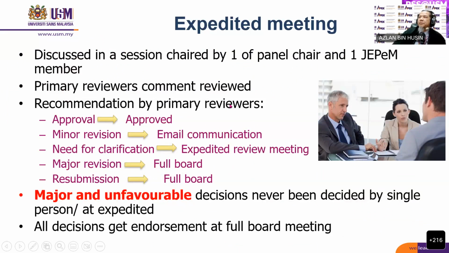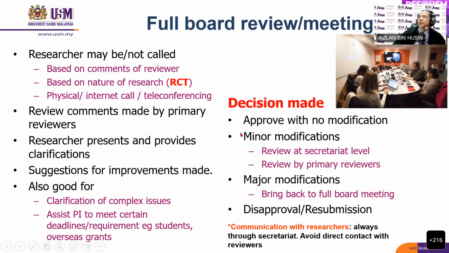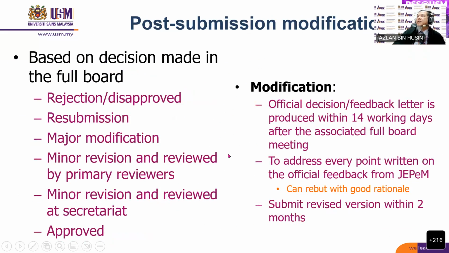Only 2% in expedited meeting. This is full board. Why is it repeated the same thing? Okay. So after submission, after the review, the proposal can be rejected, disapproved. This is very rare. I think hardly one a year. Or it could be a resubmission.